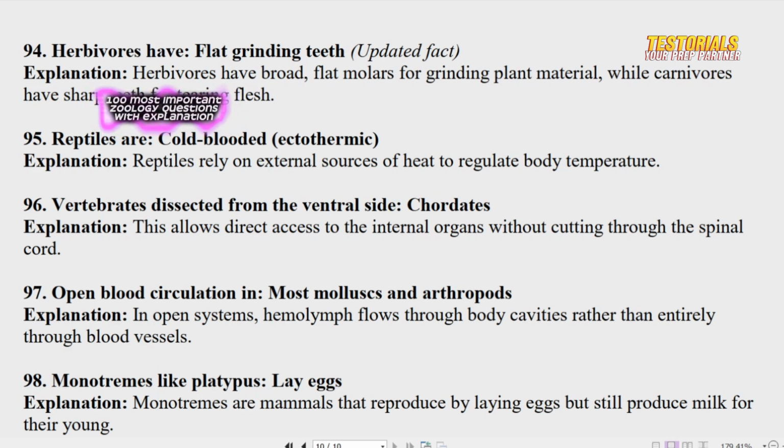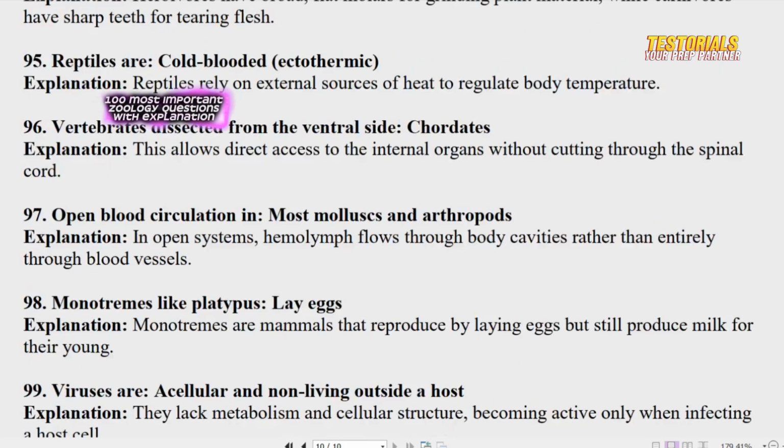96. Vertebrates are dissected from the ventral side. Chordates. Explanation: This allows direct access to the internal organs without cutting the spinal cord. 97. Open blood circulation in most mollusks and arthropods. Explanation: In open systems, hemolymph flows through body cavities rather than entirely through blood vessels.